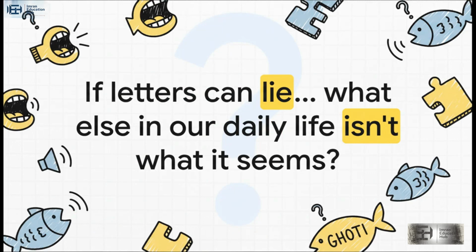And that leaves us with one last, really fascinating question to chew on. The alphabet seems so basic, so fundamental to how we communicate, and yet, as we've seen, it's deeply misleading. It really makes you wonder, if letters can lie, what other systems that we use in our daily lives have a hidden, deeper logic that's completely different from what appears on the surface? Something to think about.